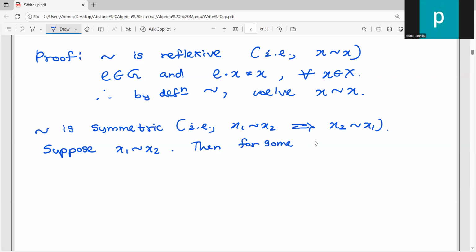Then for some element g in the group, we have gx1 equal to x2, right? Now we have to find through this relation a particular g, a particular element in the group such that that element dot x2 is equal to x1. Can we find such an element?